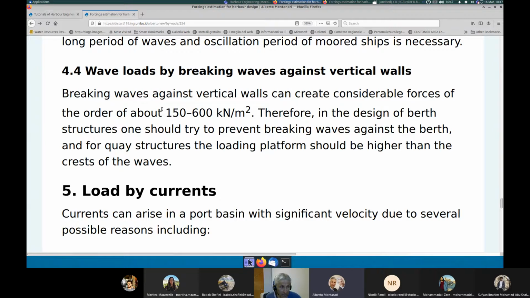Here you have a rule of thumb, an order of magnitude. It can reach something like 600 kilonewton per square meter, which is a considerable forcing. And this is something that acts directly against the berth. It's a forcing that may be used not for estimating the mooring forces, of course, but for estimating the structure of the berth.